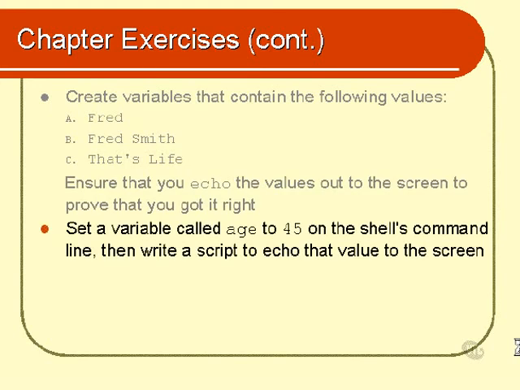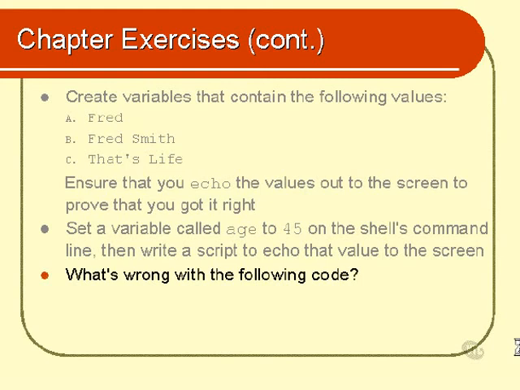Next exercise. Set a variable called age to 45, and do that not in a script but on the command line. Then write yourself a very brief script to echo that value out to the screen. Now there's a little secret step somewhere in there that you have to do in order to make that work, and I'll see if you can figure that out by yourself. Next, what's wrong with the following code?